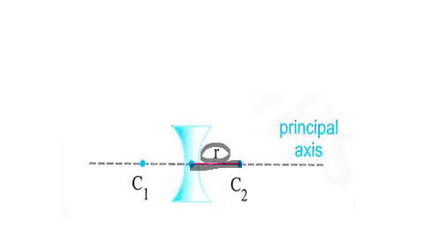How many centers of curvature in each lens? As we know, it is surrounded by two spherical faces. It has two spherical faces, which means it has two centers of curvature.